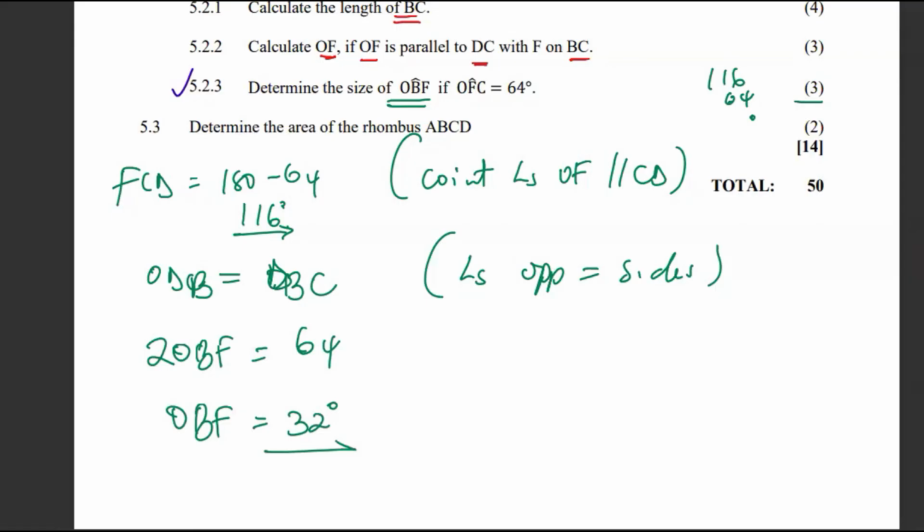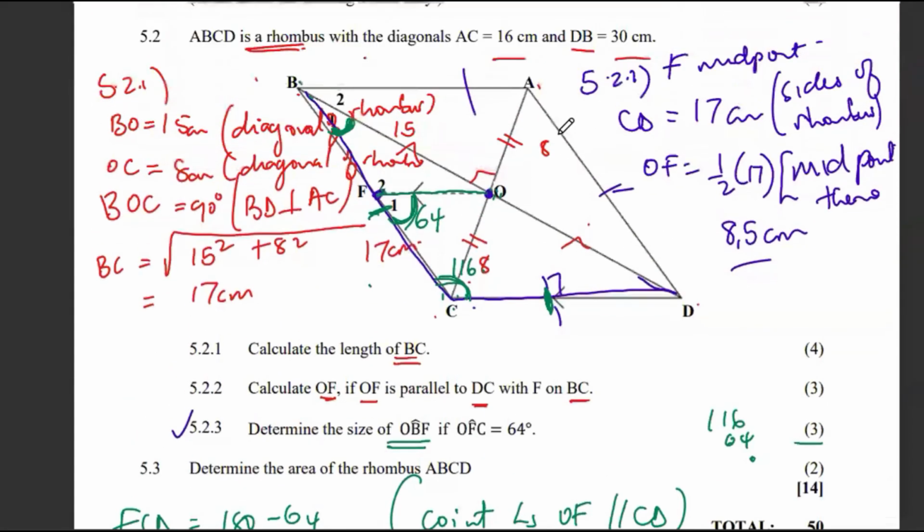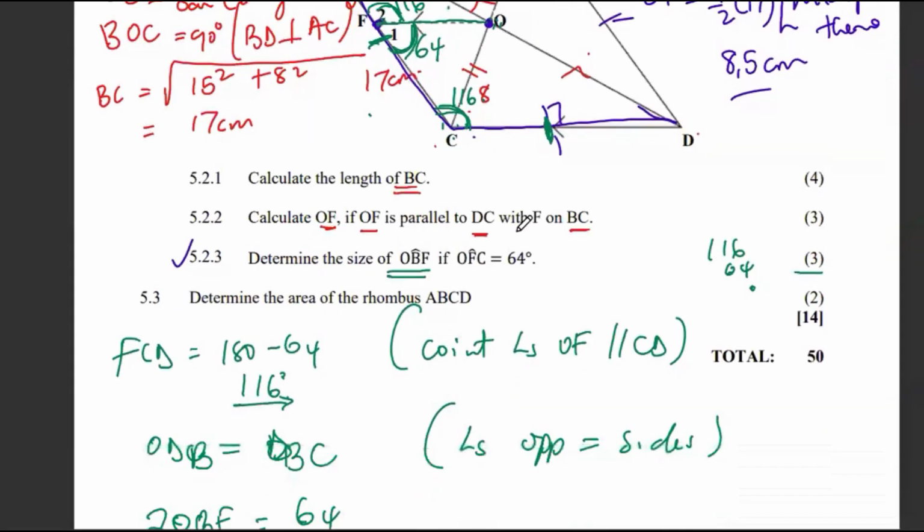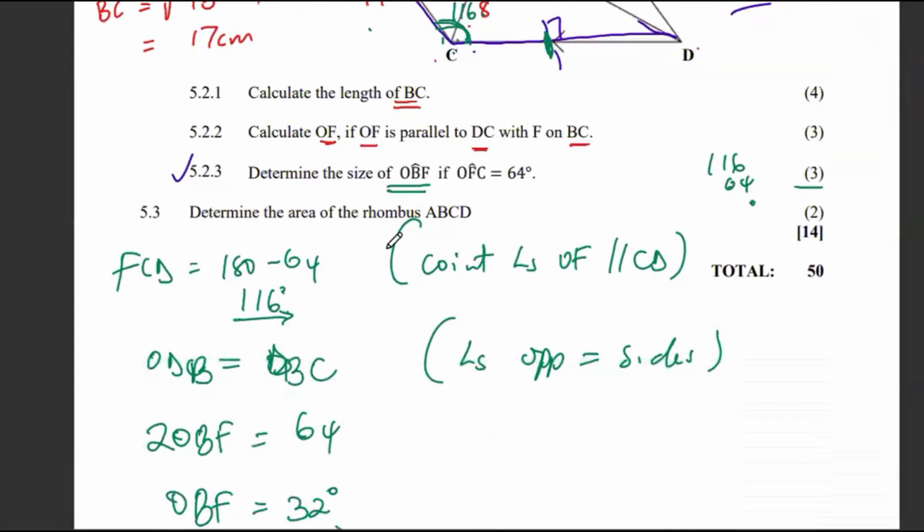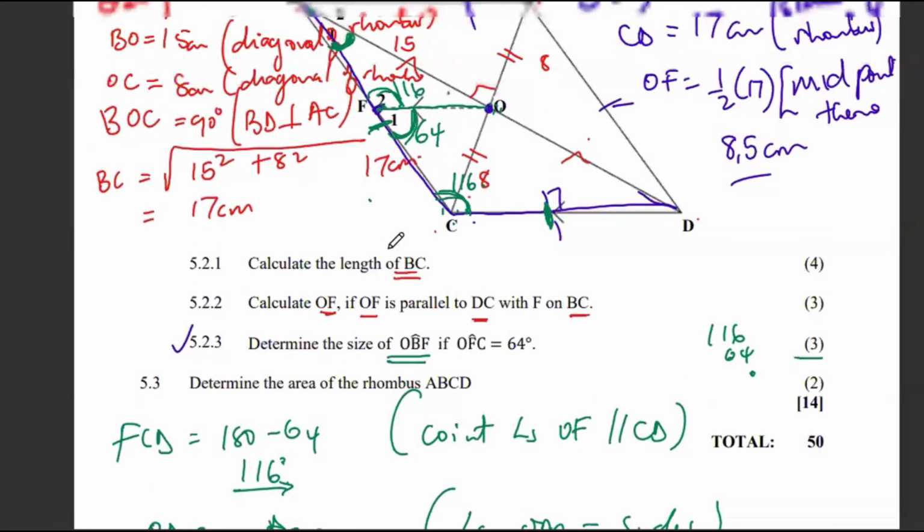So this is just my approach of doing it for the 3 marks, but you could have another way of doing it, okay? Some people would be talking about the diagonals and stuff. So if this is 64, you could find this, after finding that, which is 116, and then do the same thing, you're still going to end up with the same answer. Then 5.3, I want us to get the area of the rhombus.